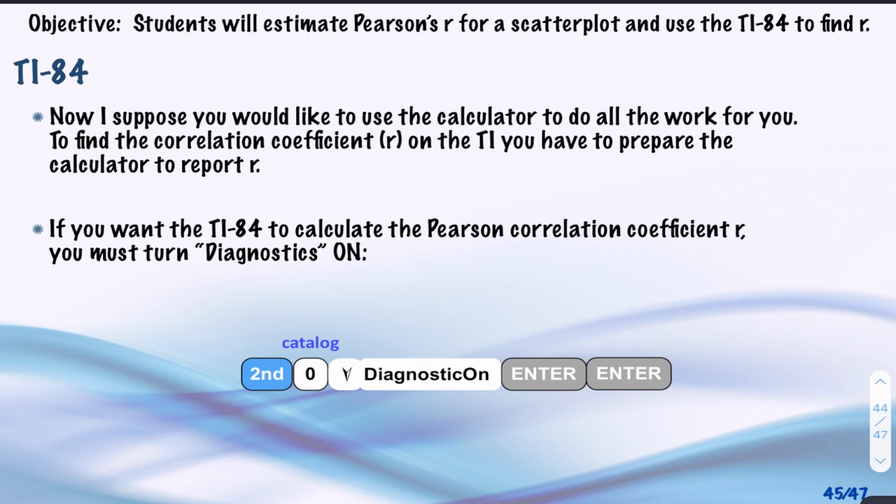Now, I suppose you'd like to use the calculator to do all of the work for you. So to find the correlation coefficient on your TI-84s and to prepare the calculator to report out r, if you are on a TI-84, you first need to do this thing. I need you to hit second 0 and go down to diagnostic and turn it on. Follow these instructions in the notes. If you use a TI Inspire, you don't have to do that.